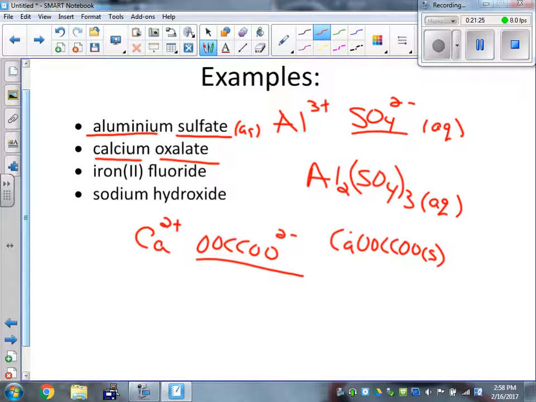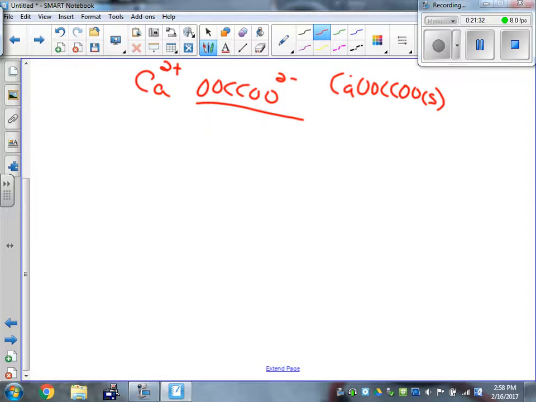Yeah, and then the positive. Okay, let's look at the next one here. Iron 2 fluoride. Now, you'll notice, guys, there's a common theme here.